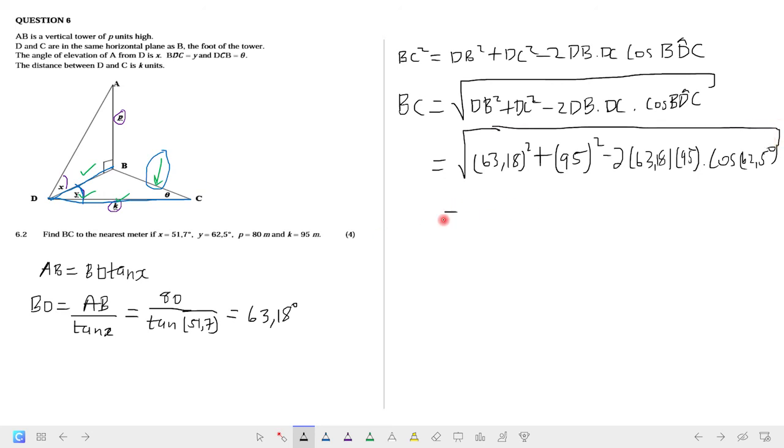If you press all of that into your calculator, you're going to get an answer of 86,45 meters. That is rounded to 2 decimals, and remember the question said we need to round it to the nearest meter. So basically our answer here is going to be 86 meters, because we round it down.